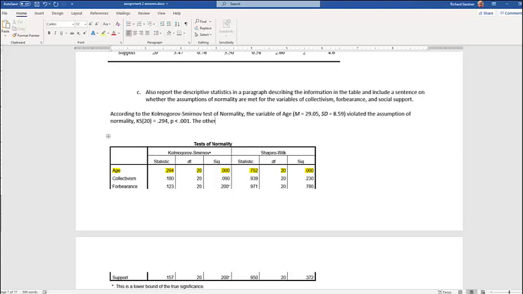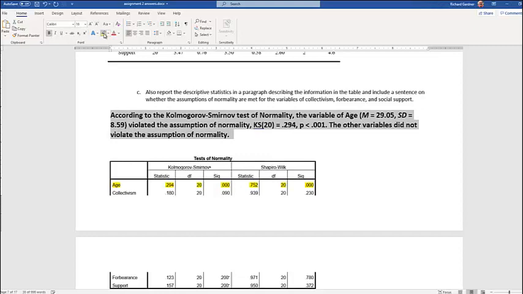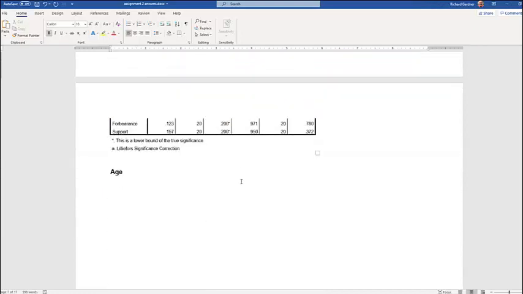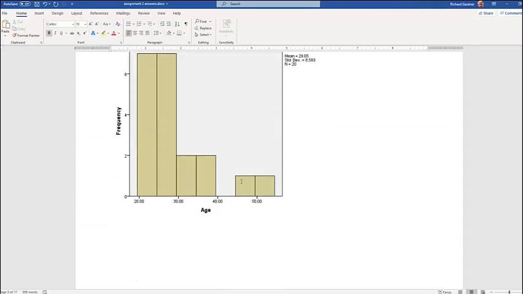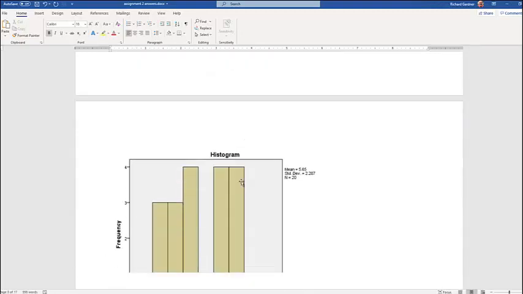The other variables did not violate the assumption of normality. Now, you guys can list them out if you want. I'll leave that up to you. How's that? So only age violated the assumption. And then you've got all this crazy stuff. Again, I'll leave it up to you.